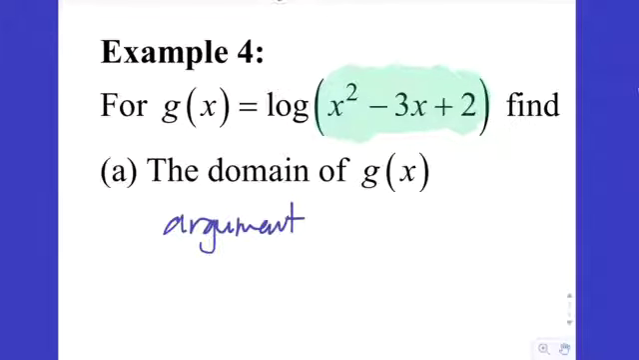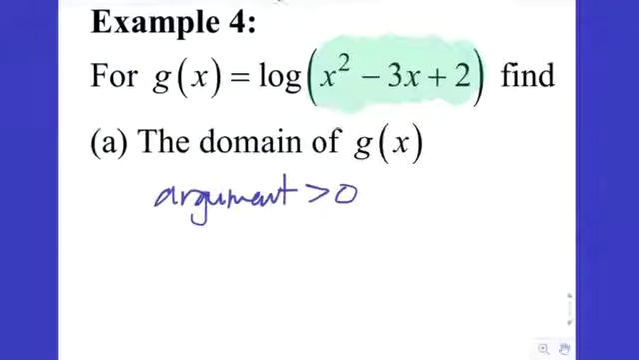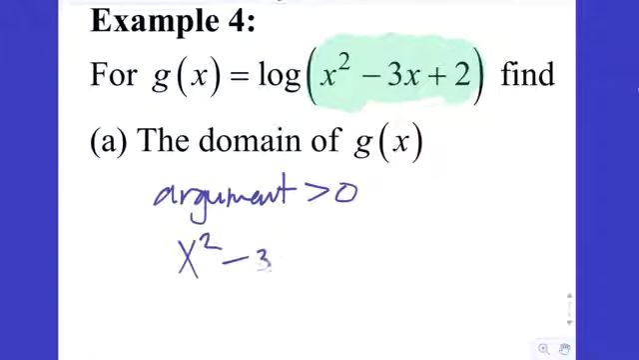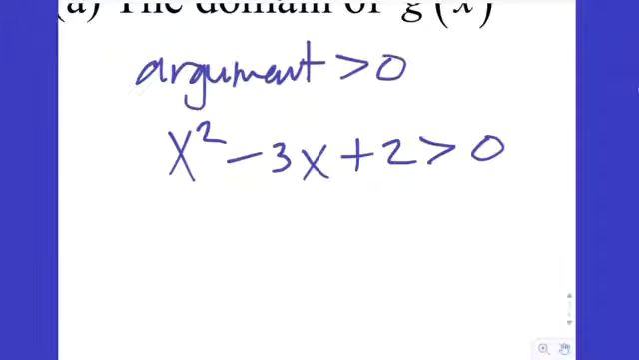So whenever you're trying to find the domain of a log, you're going to take your argument, the thing you're taking the log of, and say it's strictly greater than 0. Strictly greater than 0, right? So for us, that's x squared minus 3x plus 2 strictly greater than 0. Because that's a quadratic inequality, you can't solve that one algebraically. You either have to test intervals or know what the graph looks like, which is what we're going to do.